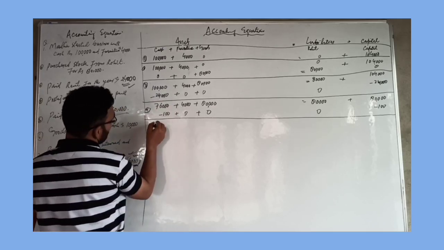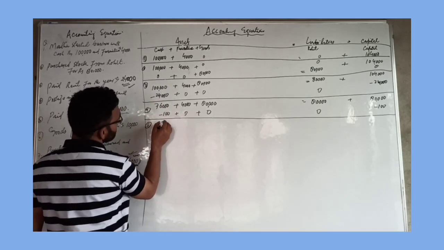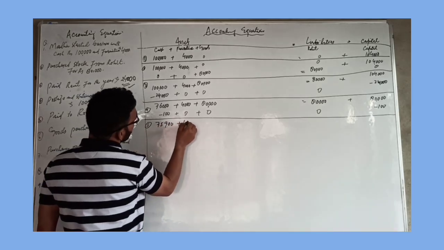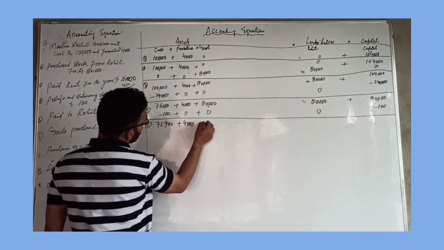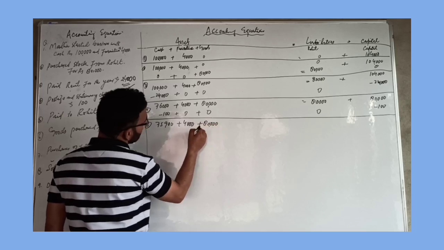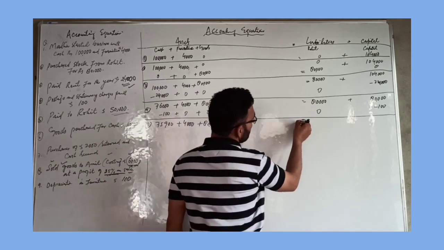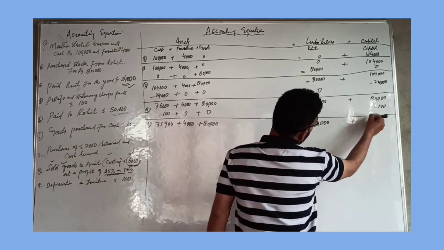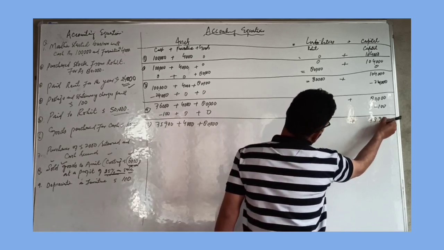So the cash balance the business had is 75,900 plus furniture is 4,000 plus goods 80,000. The liability is here 80,000 and capital remains 79,900.